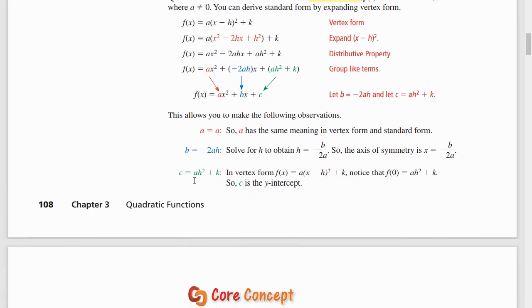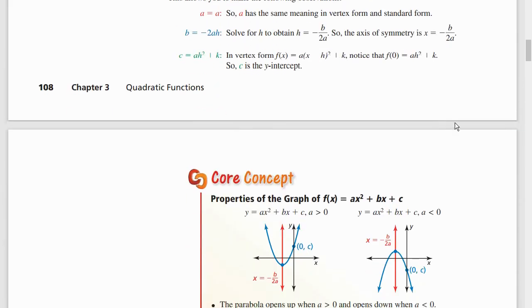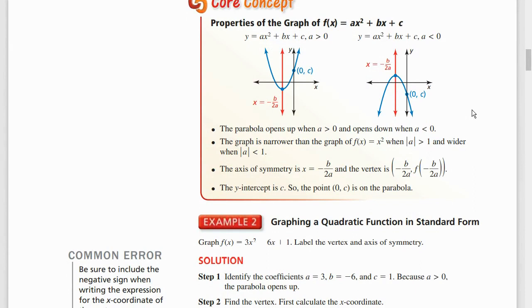And then the c has something to do with the moving up and down, but not a direct correlation. So it's this idea of ah² + k. The easiest way to look at this is c is basically the y-intercept, is what it amounts to. So if we're in standard form, our graphing is a little different, okay? What do we know? We can know if it opens up or down based on the value of a. We can know the y-intercept, that's (0, c), because c is the y-intercept. And then to find the axis of symmetry, we're going to use -b over 2a. So x will equal -b over 2a.